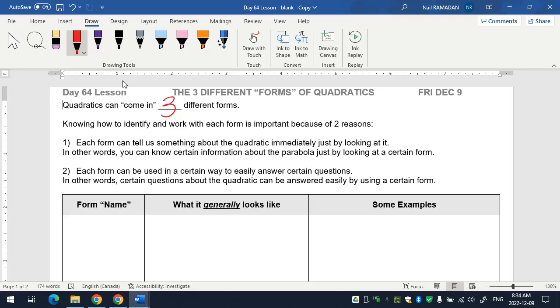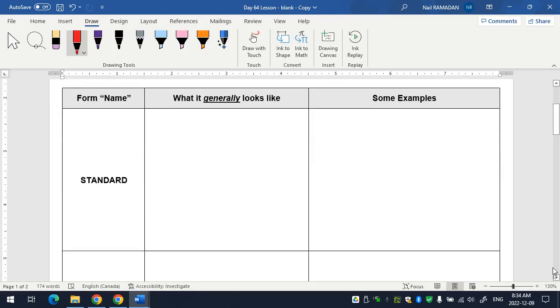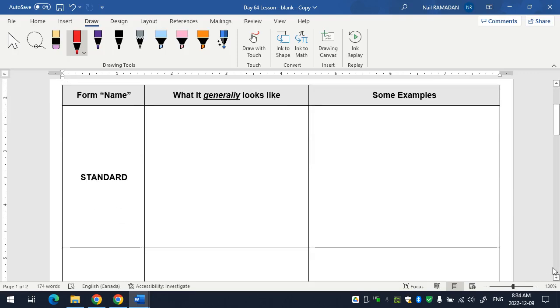So we're going to talk about each form, give you the form name, what it generally looks like, and some examples. Let's do the first one. The first form is called what? Standard form. It's called the standard form because any polynomial can always be put in something called standard form.